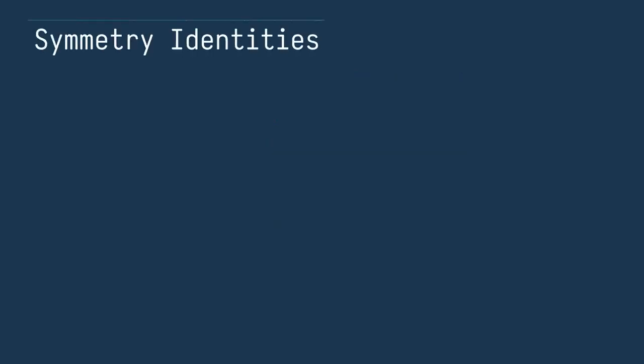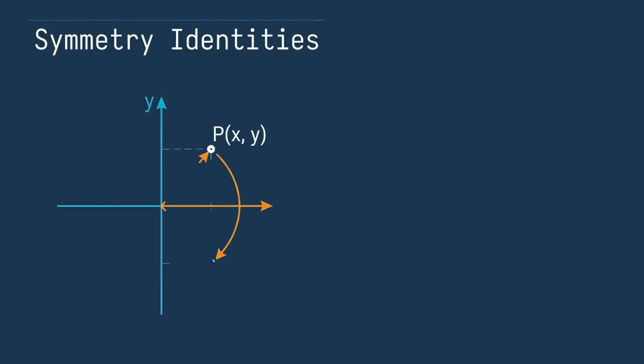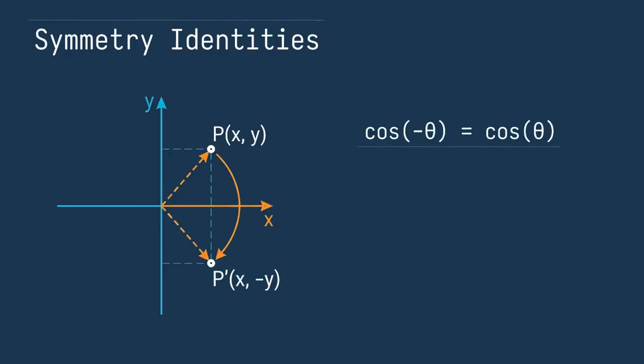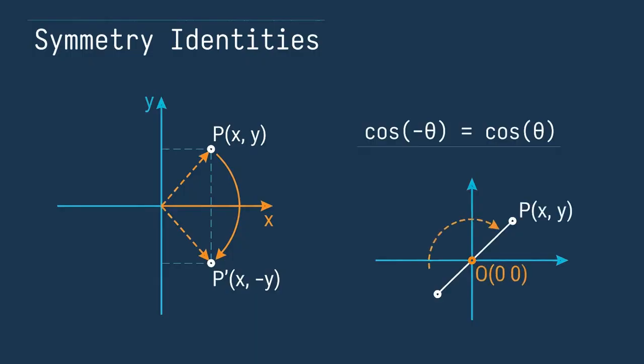Symmetry gives angle identities for free. Reflecting a point across the x-axis changes y but not x, so sine of negative theta is negative sine theta, while cosine of negative theta is cosine theta. A half turn through the origin flips both signs. These are geometric facts, not algebra tricks.